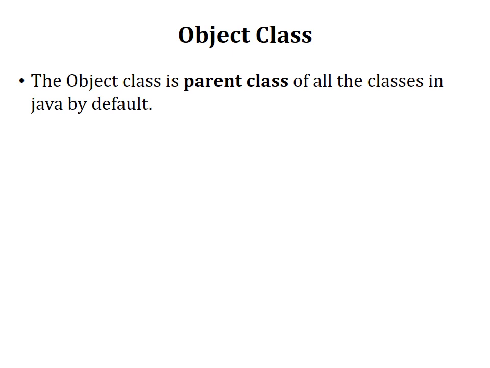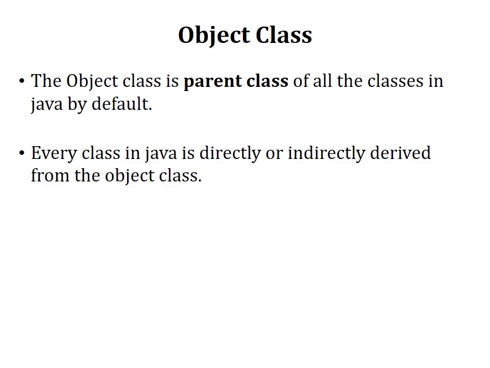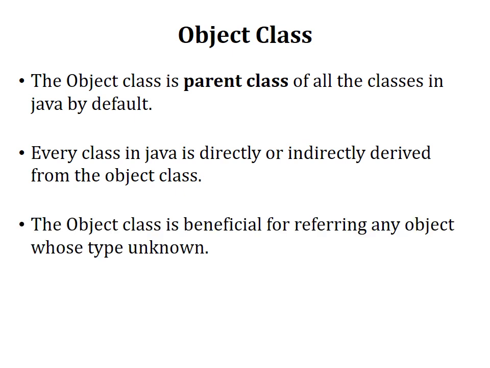As we have seen, object class is the parent class of all the classes in Java by default. Every class in Java is directly or indirectly derived from the object class, and the object class is beneficial if we do not remember the class type. Then at that time we may use the object class.